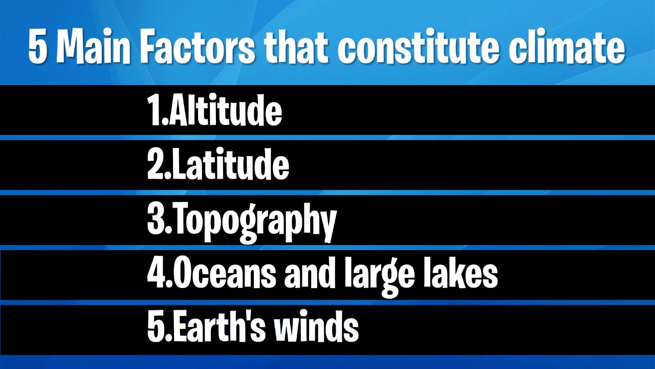And those are the 5 factors that constitute climate. 1, altitude, the higher you go, the colder you go. 2, latitude, the more north, the more south you go, the more exposure to sunlight. 3, topography, that being landforms can impact how much rain you get. 4, oceans and large lakes. Having large bodies of water will create a cooling effect. And finally, 5, Earth's wind, this will move around hot and cold air and create different effects, even the deserts of the Earth. And those are the 5 factors that constitute climate.